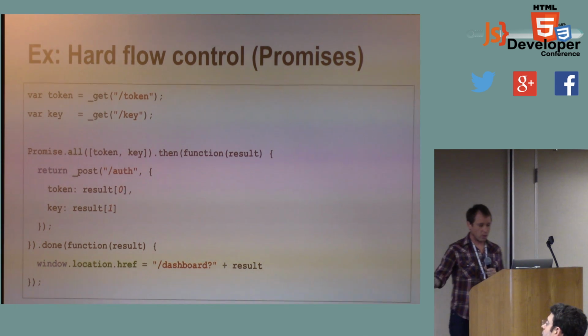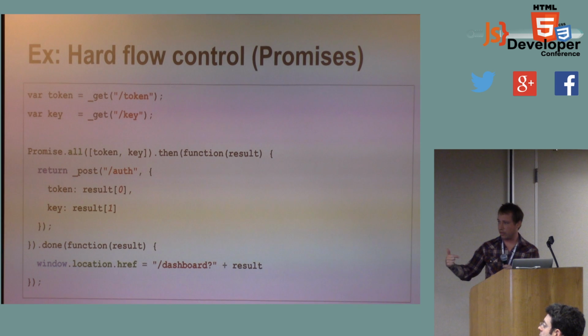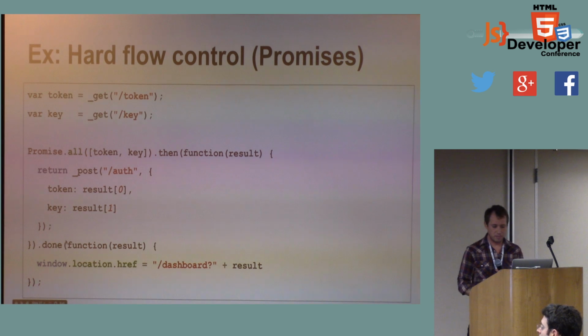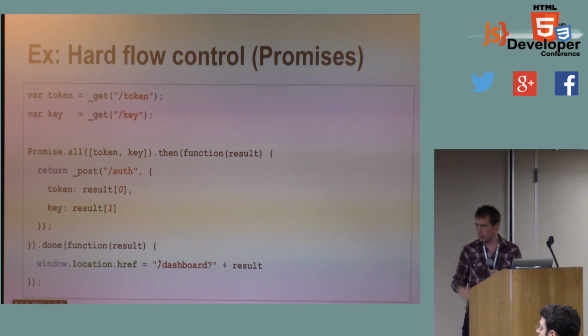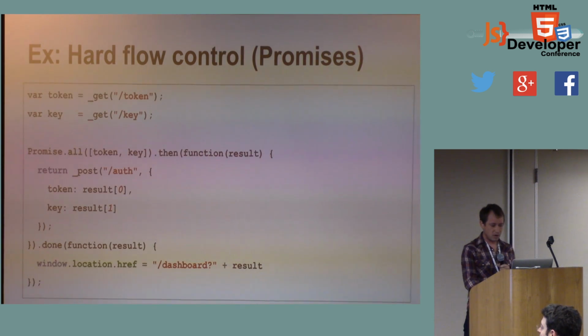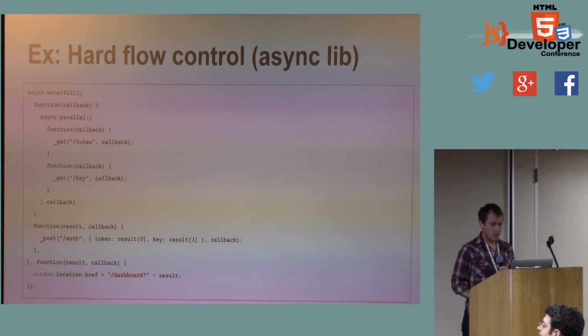And then we're going to do that post to auth, which we're just going to assume returns a promise. And then finally, we're going to do the redirect to dashboard using that result. So functionally, the same code as we had here before. There are a few less lines, but there are still a lot of lines.